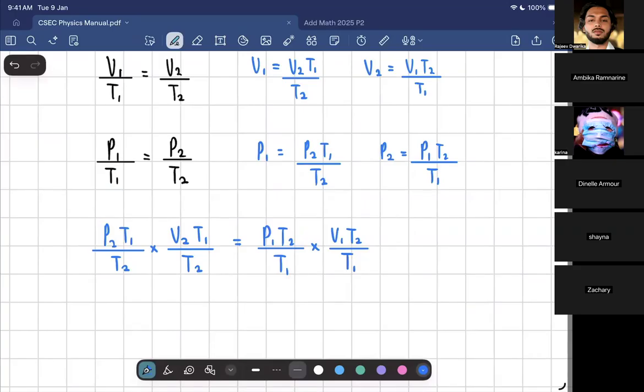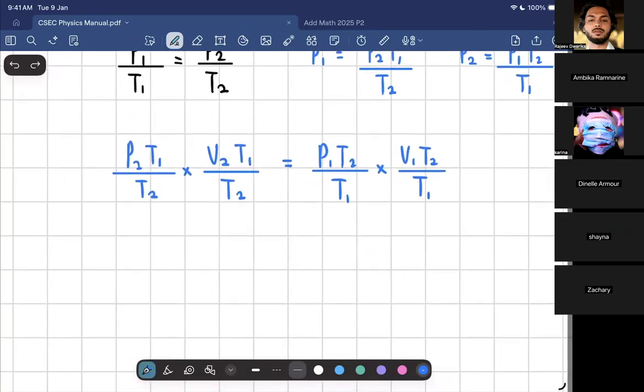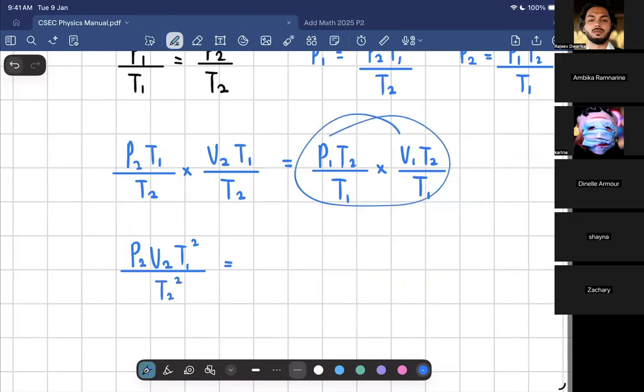So Shayna, let's multiply this out, shall we? If we multiply this out, what are we going to get? Right, so I'll get P2 by V2, and you have T1 by T1. That will be T1 squared. And in the denominator, you have T2 by T2. What is T2 by T2? T2 squared. Right? And then tell me what we get on the right-hand side.